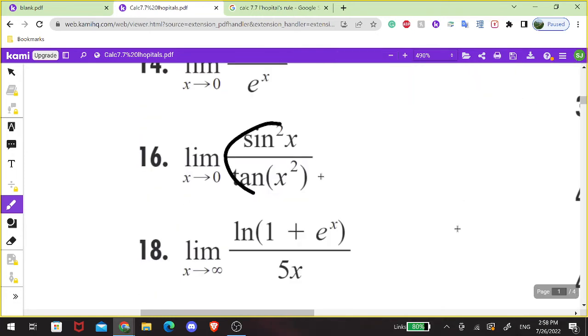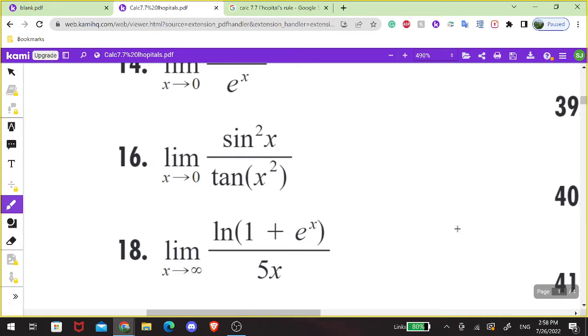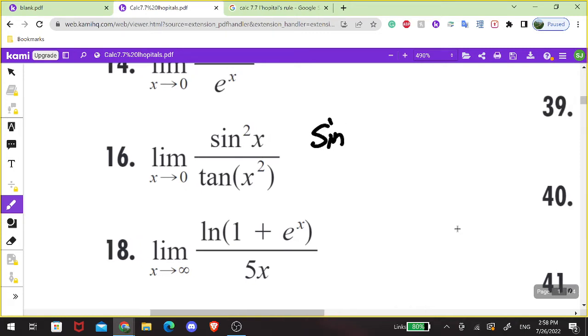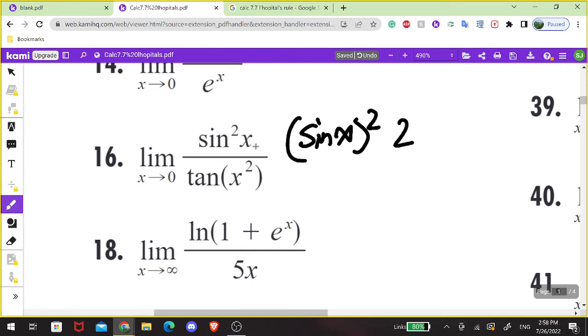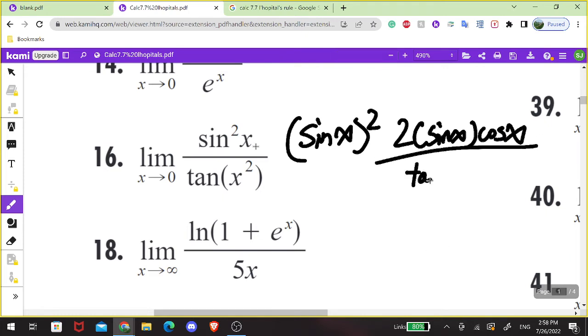Okay, this one requires chain rule. Let's work on this real quick. Sine squared x is just sine x to the squared. Derivative of that will be 2. Okay, first we plug 0 in. Sine of 0 is 0, and 10x squared at 0 is also 0. So now L'Hopital applies. Now we take the derivative of the top. It will be 2 sine x times the derivative of sine x, which is cosine x, using chain rule on the top. On the bottom, we have 10x squared.